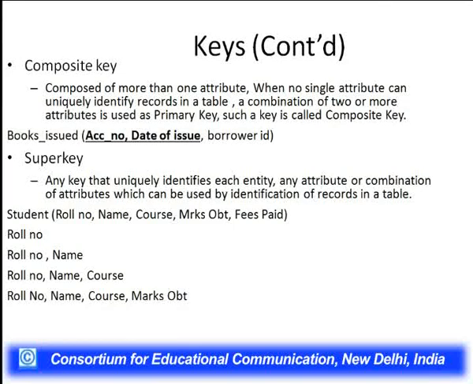So basically a super key can be one attribute, two attributes, or all the attributes of the table put together. And a primary key is a minimal super key. Minimal super key means that it has the minimum number of attributes which are required for unique identification of a record.